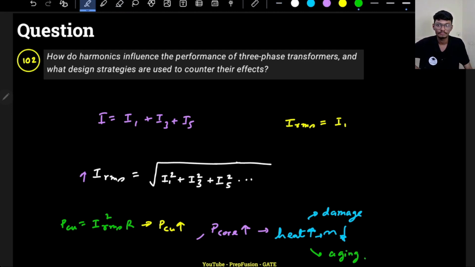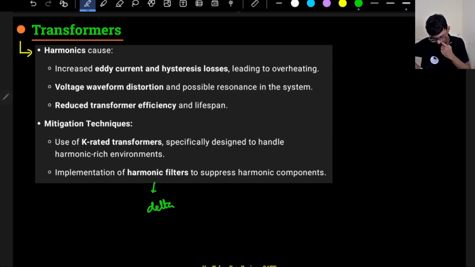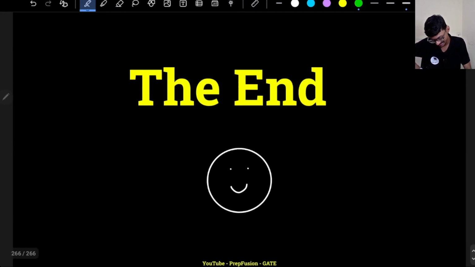Okay. So these are the answers. What does harmonic cause? All those things. Okay, and how can we mitigate it? We can use delta connection to remove the harmonics. We have already discussed. So that's it basically. That's the end of the transformers chapter.